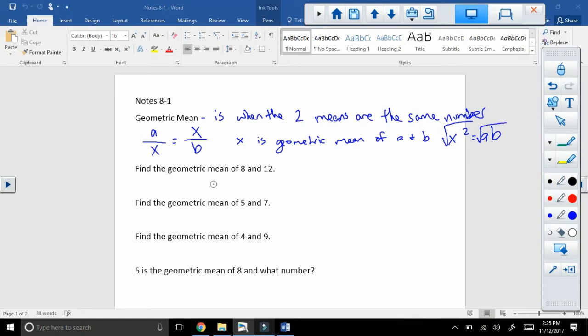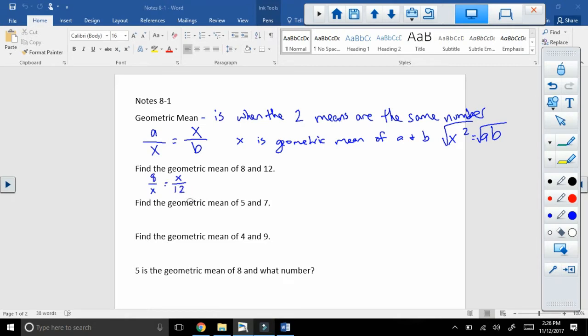So when you're doing these and you're setting them up, I have a few examples here. We'll just go through these real quick. When we want to find the geometric mean of these two numbers, what you can do is just set it up as a proportion. Put x in both of those spots because I want to know what the geometric mean is, and I'm going to put 18 and 12 in those other places.